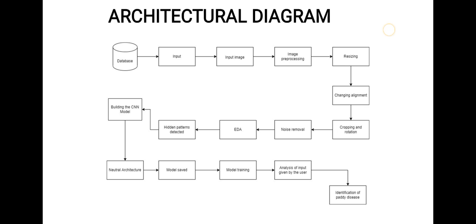Then we build the CNN model. In this model, it will classify whether the leaf is affected by disease or not. Then we need to save and train the model. Then the output will be given to the user. Now my teammate Janani will continue the rest of the PPT.